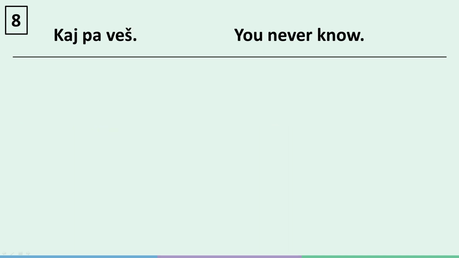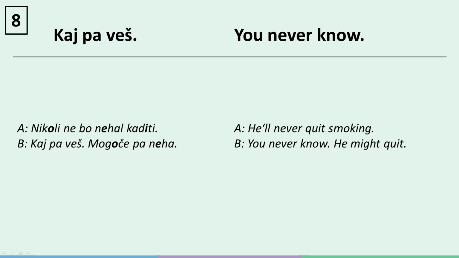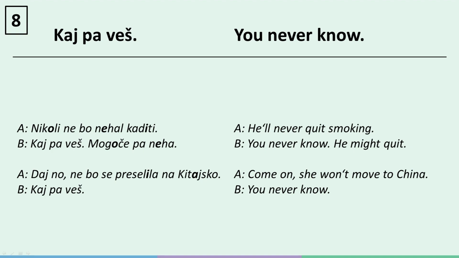Kaj pa veš means you never know. Veš means you know. Nikoli ne bo nehal kaditi. Kaj pa veš? Mogoče pa neha. He'll never quit smoking. You never know. He might quit. Daj no, ne bo se preselila na Kitajsko. Kaj pa veš? Come on, she won't move to China. You never know.